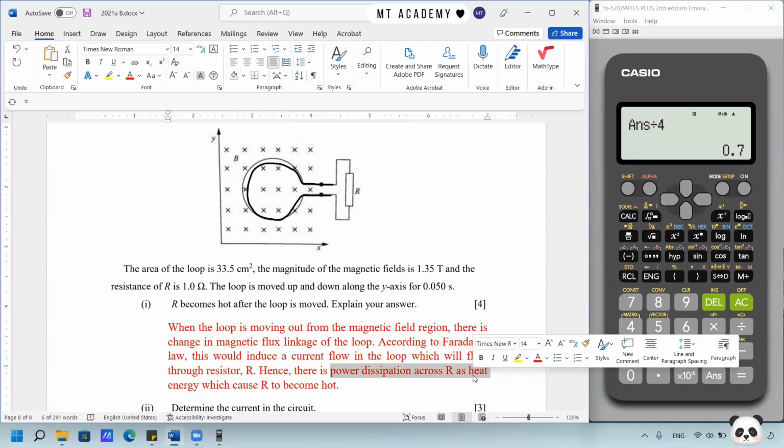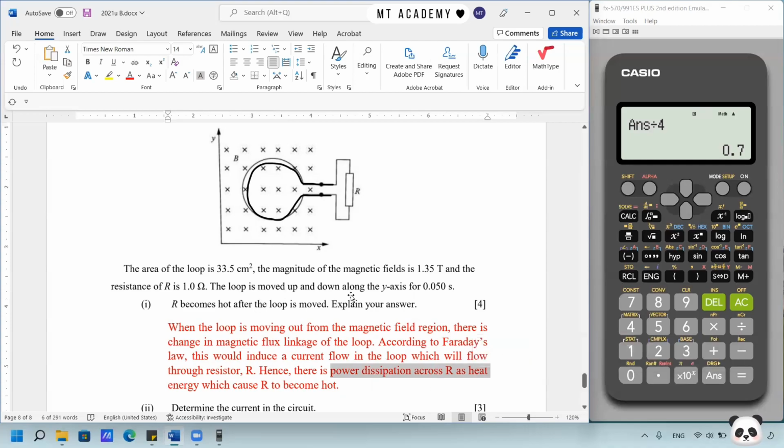From the explanation, something very important is that the loop must be moving out of or into the magnetic field region. Another way to induce the current is by rotating the coil, but here it is only moving up and down. So this is why I'm a little bit confused with this question, but it's okay. Let's assume that the loop is moving out from the magnetic field, something like this, moving up, and then moving down. This is the assumption I will make to solve this question.